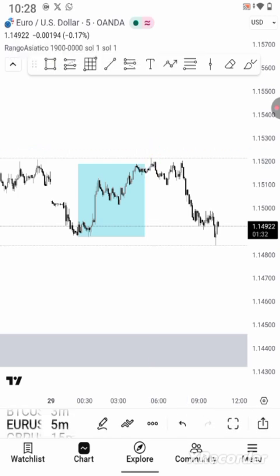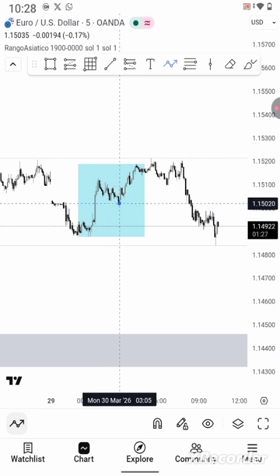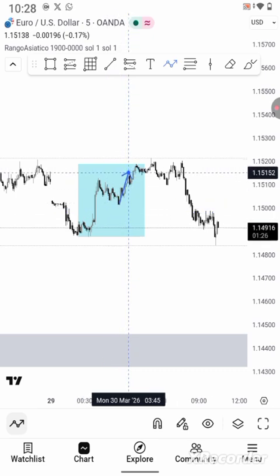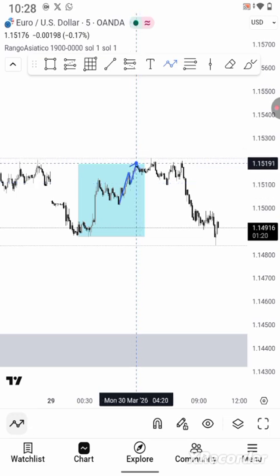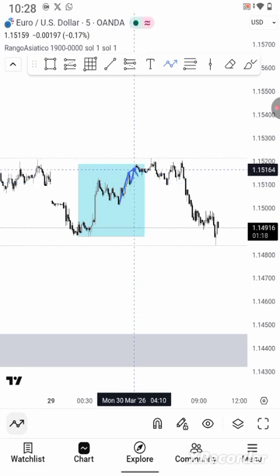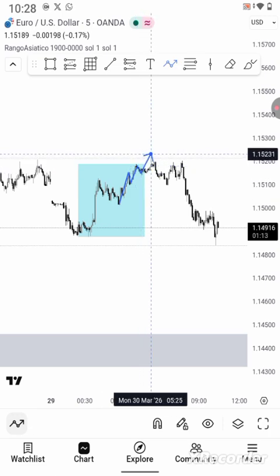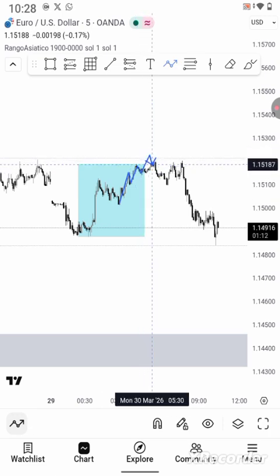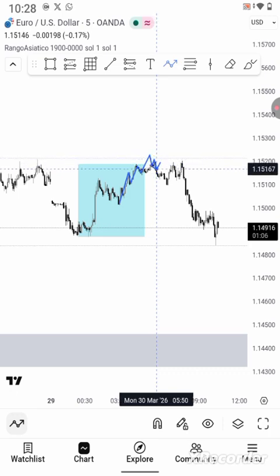Let me run it. So higher high, higher low. This is the Asian session. I don't trade that. Higher high, higher high, higher low, higher high. Market could not make a new high, lower low.